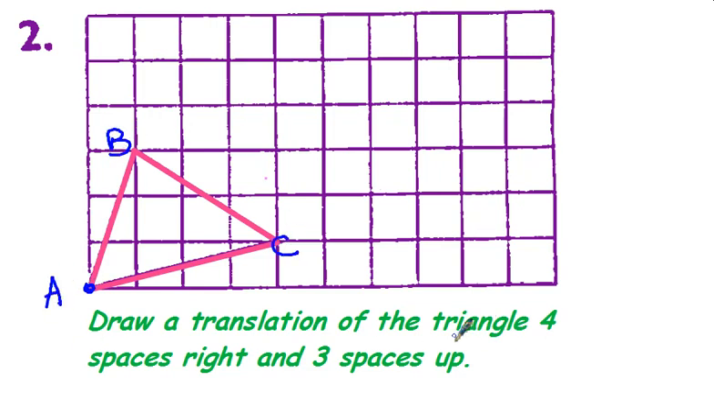Let's translate our figure 4 spaces to the right and 3 spaces up. So we're going to put our pin on A, 1, 2, 3, 4 to the right, 1, 2, 3 up, and we're going to call that A prime. Do the same to B. Put your pin on B, 1, 2, 3, 4 to the right, 1, 2, 3 up, and we'll call it B prime. And the same for C: 4 spaces to the right, 3 spaces up, and then name it C prime.